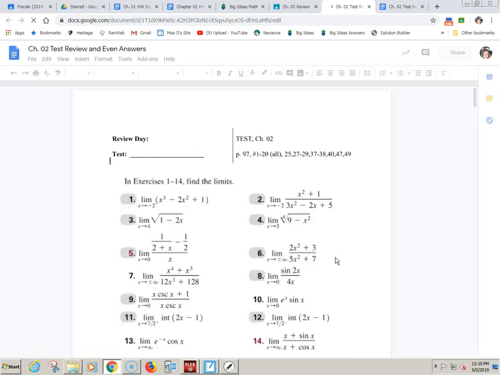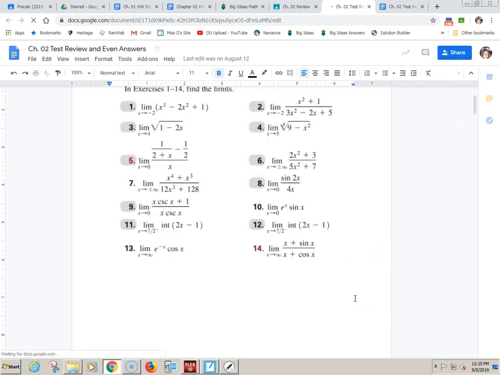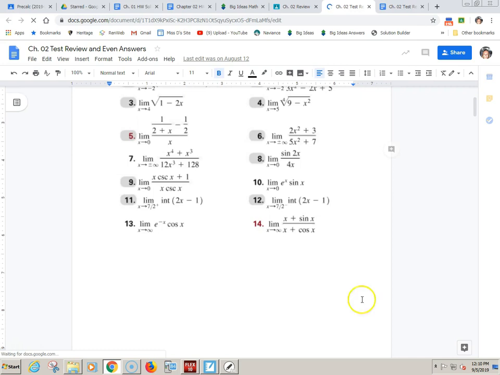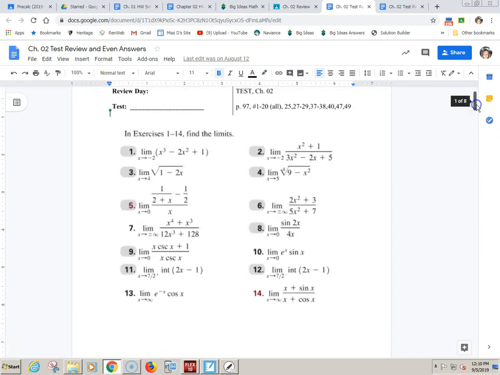The beginning of the review, at least, because you guys have 1 through 20 all. Wait, but it's a review. If it's a review, what don't you have to do? You don't have to write the directions or the problems, right? For number 11, when it said int, is that integer? Or what? That's the greatest integer function, aka the step function. You know what I mean?